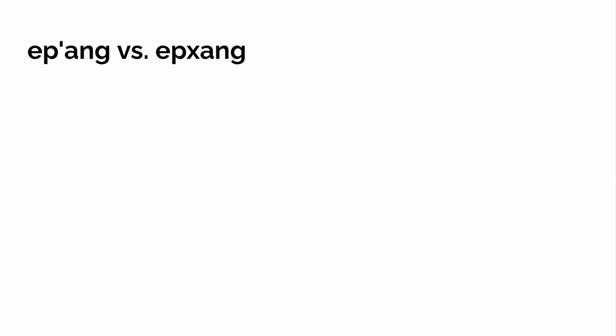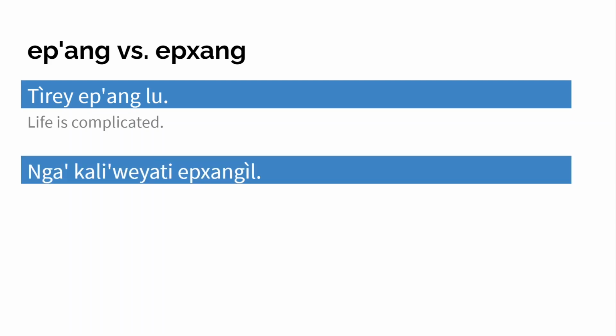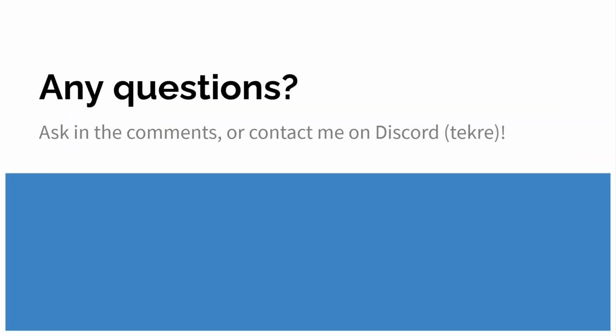So let's look at our last sentences for today. Eb-ang versus eb-ang. First we had terei eb-ang lu. So life is complicated. And lastly, nga kaliweyati eb-angil. So the stone jar contains a poisonous arachnid. And that was it for today.